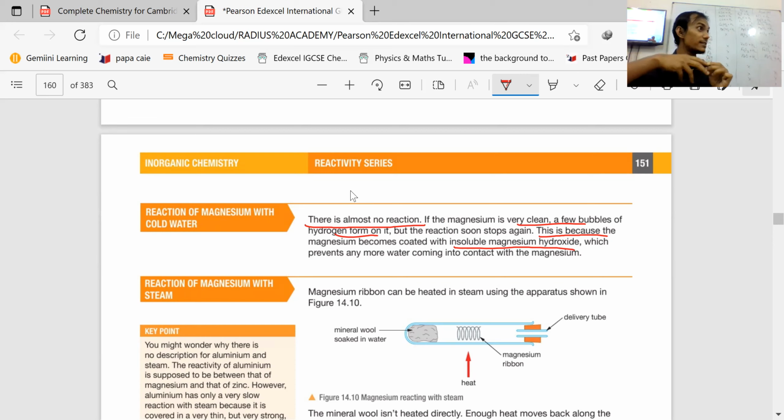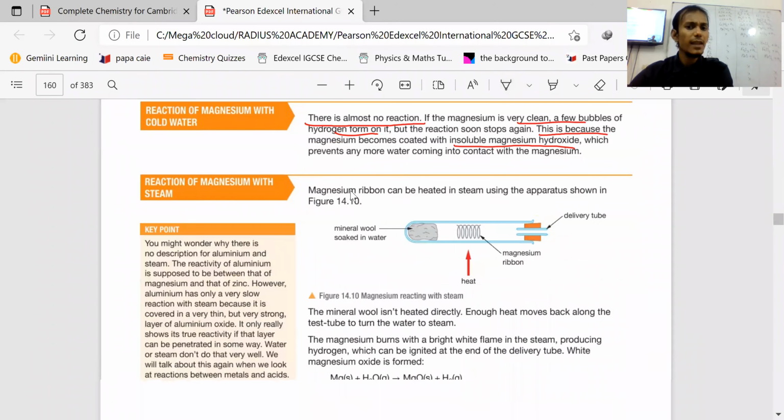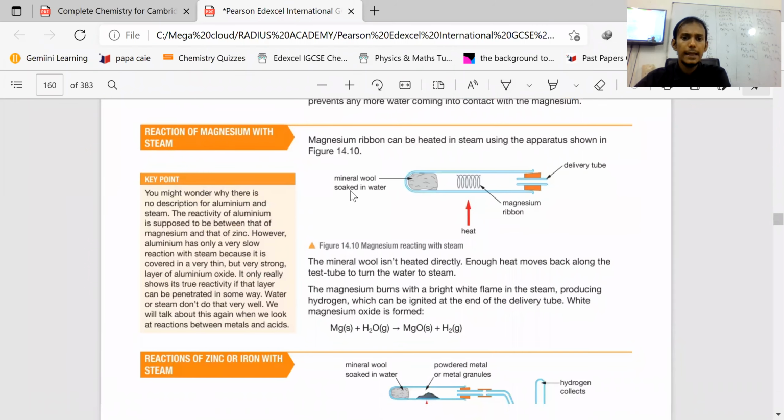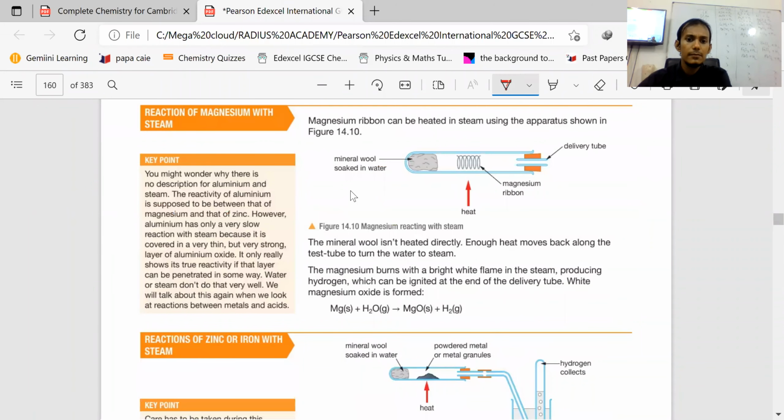The magnesium hydroxide that forms will coat the metal, right? That will cover the surface of the metal, and the reaction will stop. That's how it goes. We'll give you more detail later, and you will understand. Then see, if you give steam, the first four, the book didn't give, because the reaction is very vigorous. You should not try it in the lab, right? So that's why they started from magnesium.